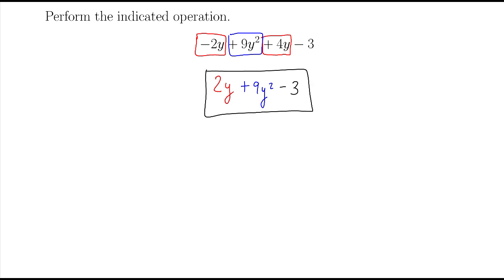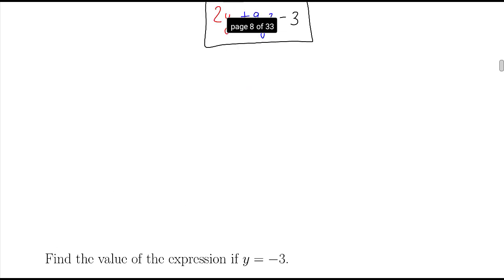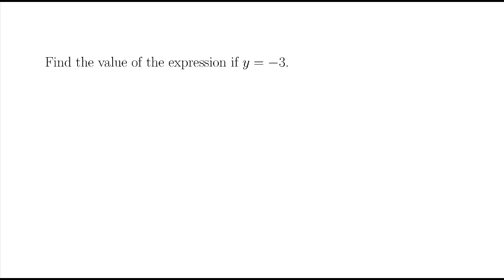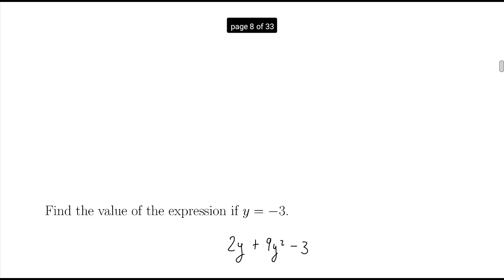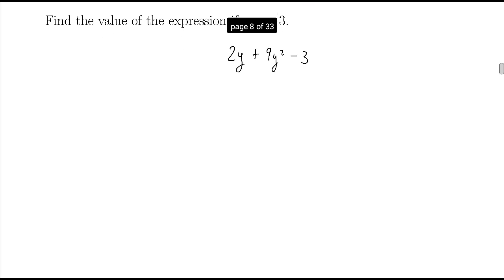Now, let's find the value of this expression if y is equal to negative 3. Okay, so we have 2y plus 9y squared minus 3. 2y plus 9y squared minus 3. Okay, and double check I wrote that down right. Okay, y equals negative 3.